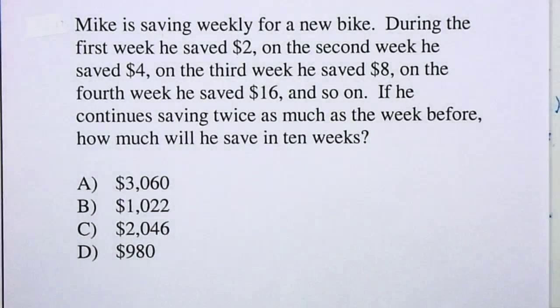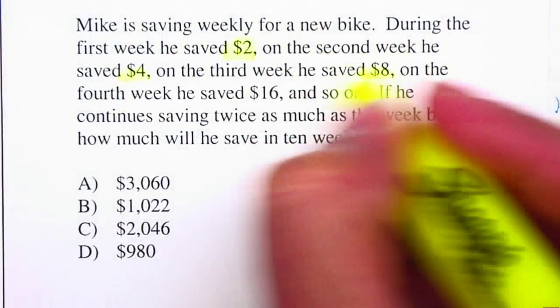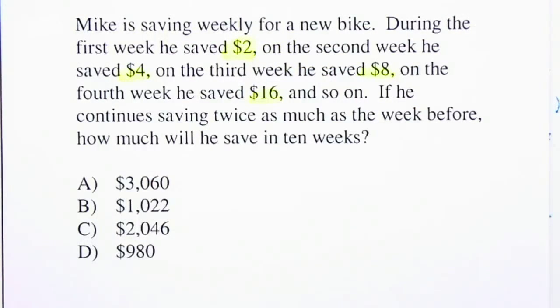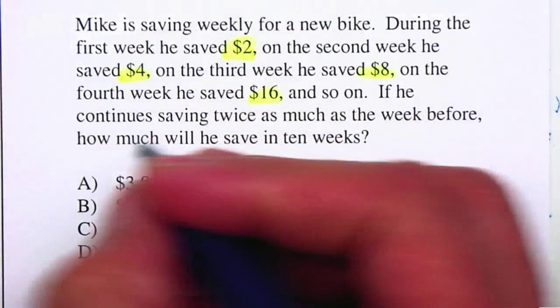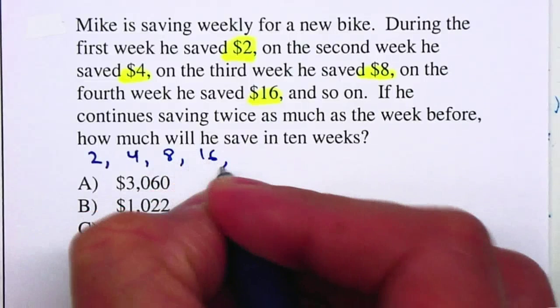Now they give you the following information. They tell you that on the first day is 2, then 4, then 8, then 16, and so on. Whenever they give me a list of numbers, I prefer to make a list: 2, 4, 8, 16, and so on.